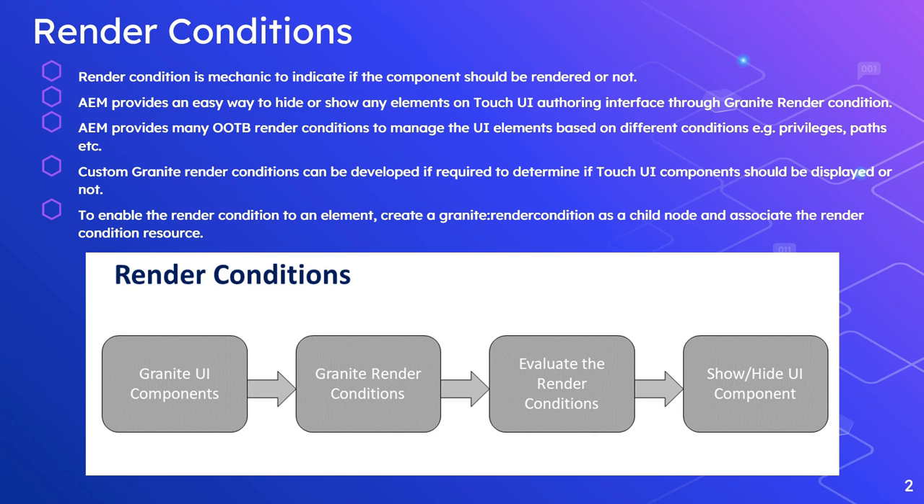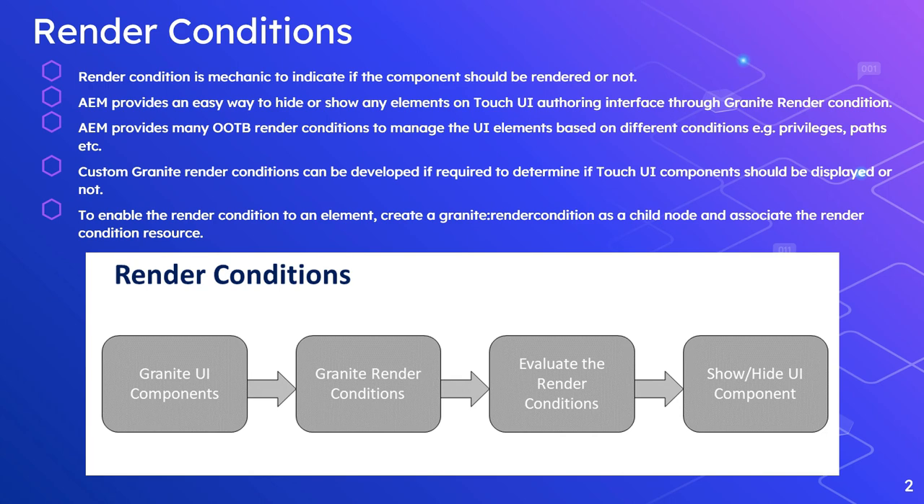AEM is enabled with many out-of-the-box render conditions to manage the UI elements based on different conditions, for example privileges, paths, etc. Let's say some of the UI elements should be visible only for the admin user, or should be visible only under a specific path. You can build custom Granite render conditions if required, to determine if the Granite UI component should be displayed or not, based on custom logic.